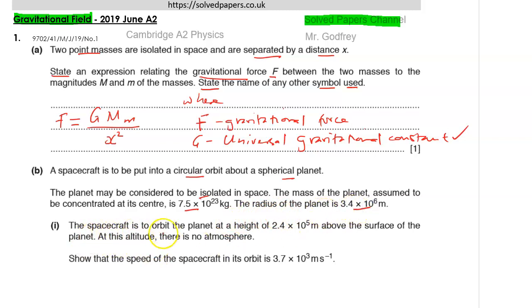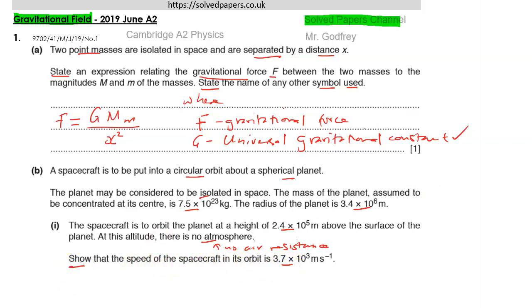The spacecraft is to orbit the planet at a height of 2.4 times 10 raised to power 5 meters above the surface of the planet. At this altitude, there is no atmosphere. No atmosphere basically means no air resistance at all. Show that the speed of the spacecraft is this.